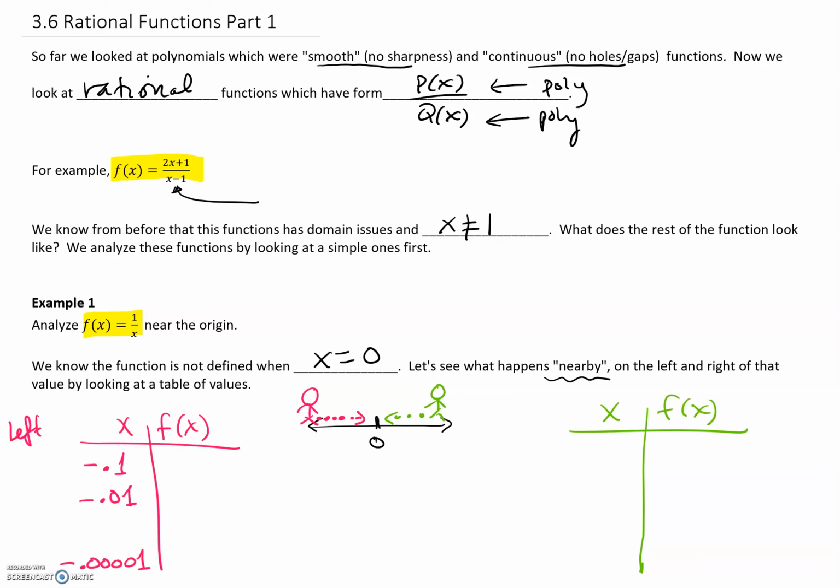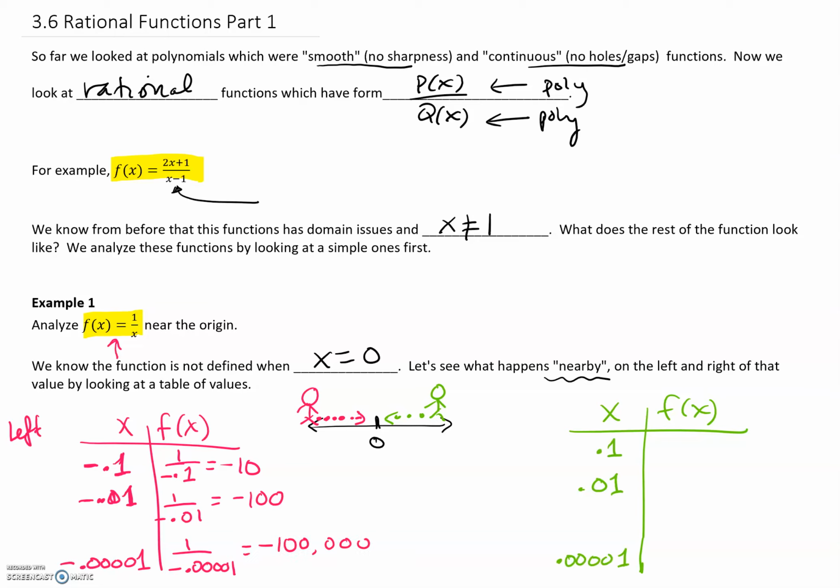So let's say I'm going towards 0 from the left. I'm going to put in negative values getting closer and closer to 0. If I put negative 0.1 into my function, I'm going to have 1 divided by negative 0.1. When I plug that into my calculator, I get negative 10. If I put negative 0.01, I end up with negative 100. And if I go even closer to 0 from the left, and put that tiny number in the denominator where the x is, I end up with negative 100,000.